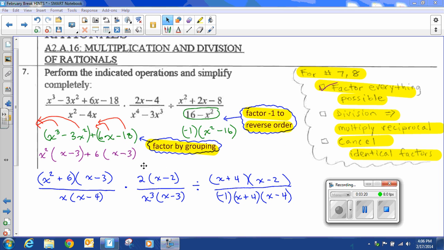Okay, I will leave the fun part to you. Make sure that you do your keep, change, flip, change this to multiplication, flip this entire fraction, and then cancel, cancel, cancel. There's a lot to cancel away. For example, the x minus 2 will cancel with x minus 2. The x minus 3 will cancel with x minus 3. You get the point.